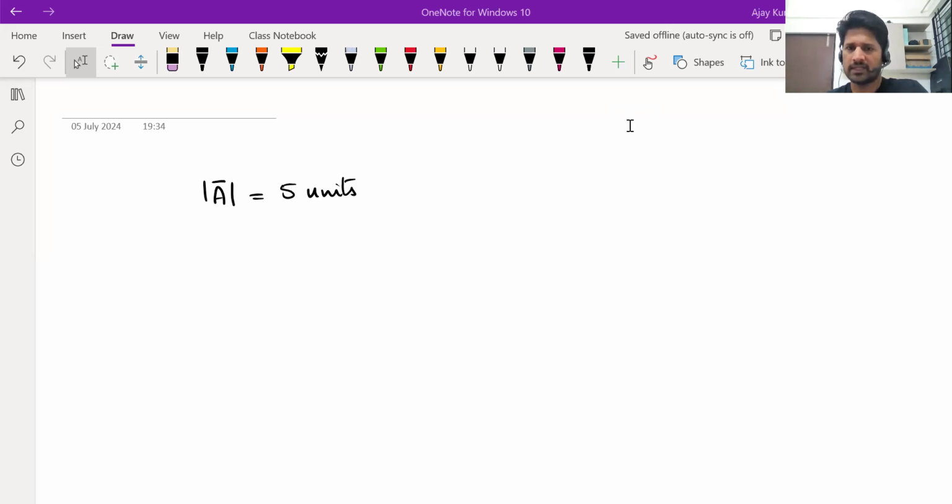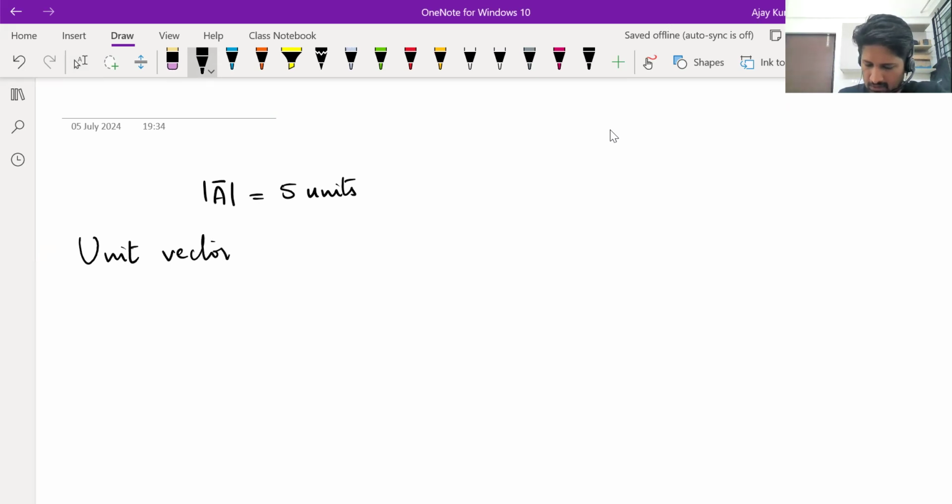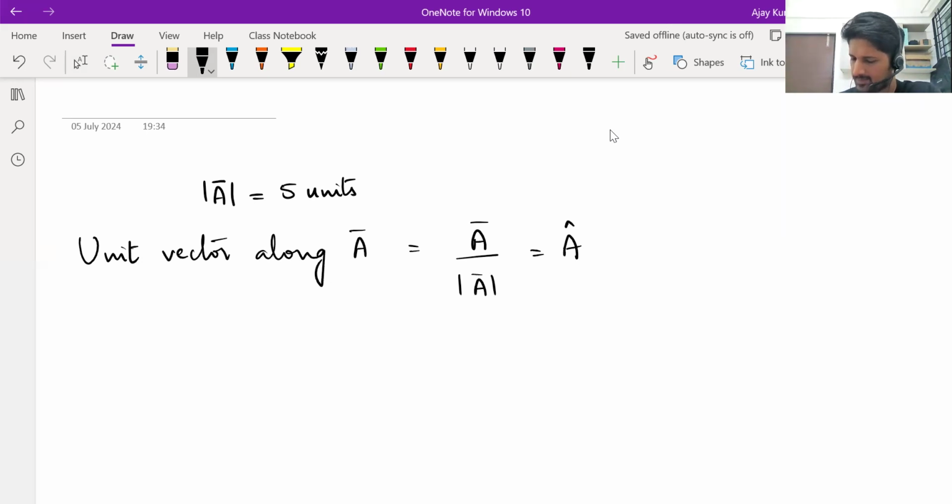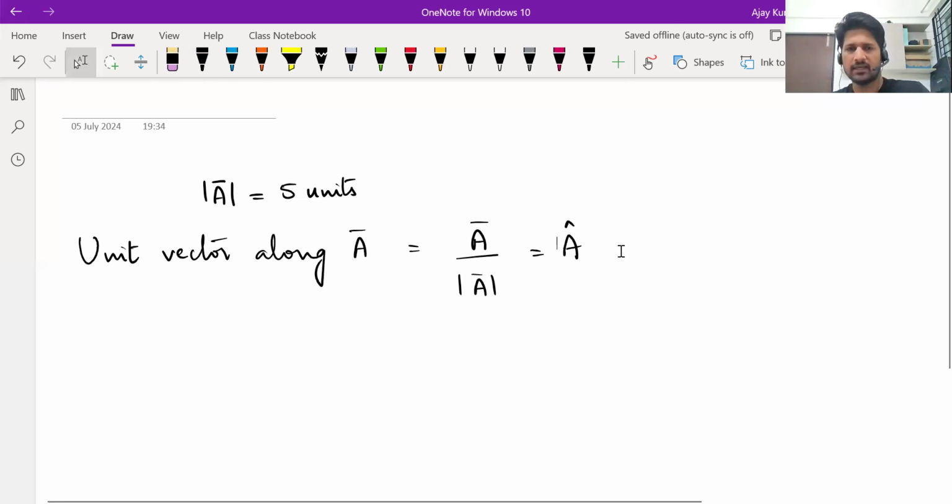Okay, Pawan, what were you saying? Sir, A bar by mod. Okay, the vector divided by its own magnitude. So unit vector along the direction of that vector is given by the vector divided by its own magnitude, and we denote it as A cap. Okay, A cap means unit vector in the direction of A. Fine.